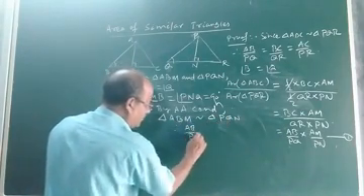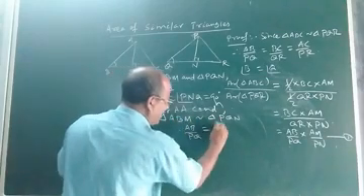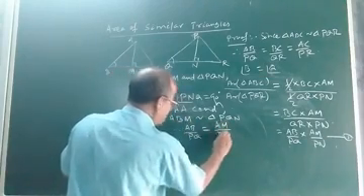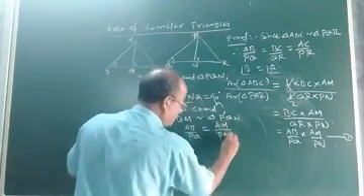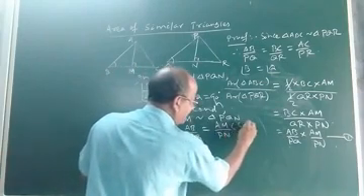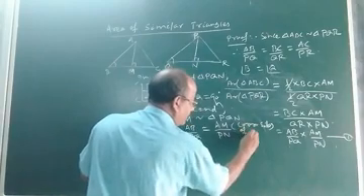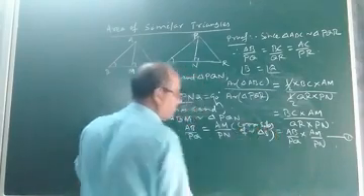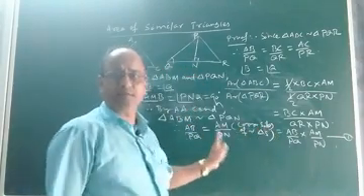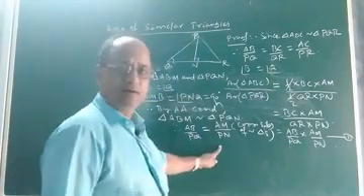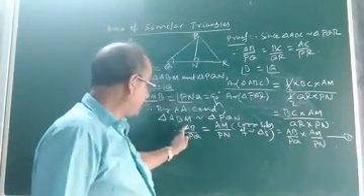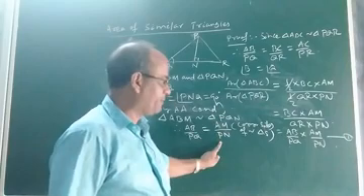So AB by PQ will be no doubt equal to AM by what? PN. Okay, because what is the reason? Corresponding sides of similar triangles are proportional. See, so what did we get? We got AB by PQ equal to AM by PN.